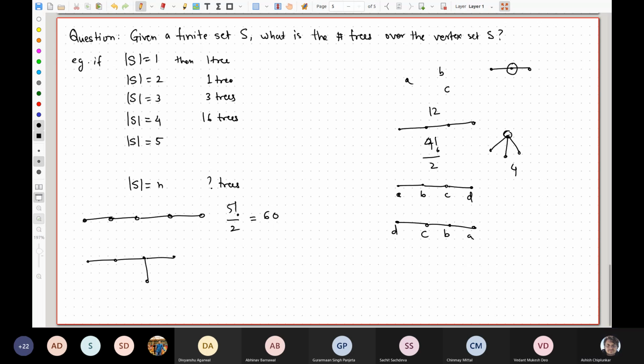So this has, let's say, A, B, C, D, E. Then D and E are similar, so again we have 5 factorial by 2. What you are saying is these two can be swapped and still the labeling is the same. So even in this case, you have 5 factorial by 2, which is 60.